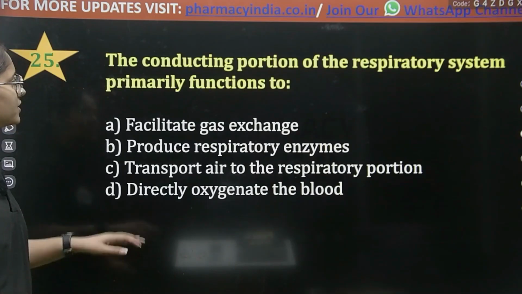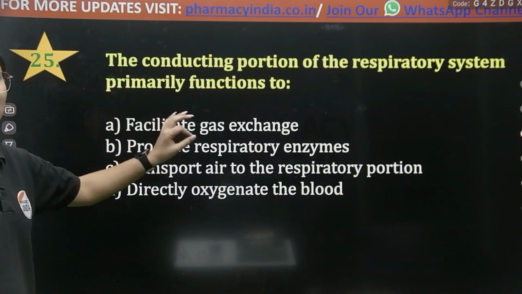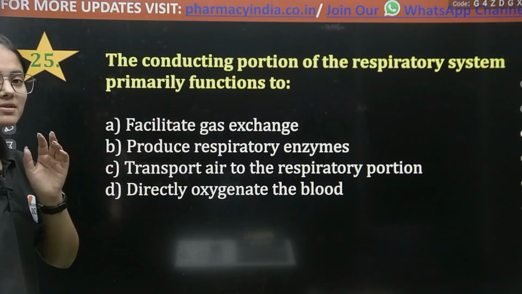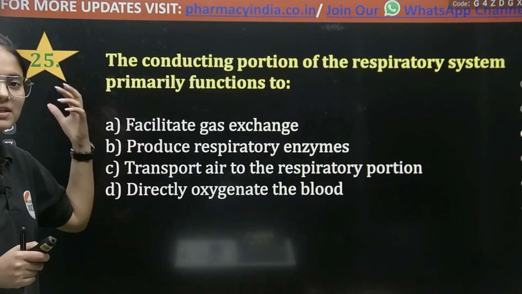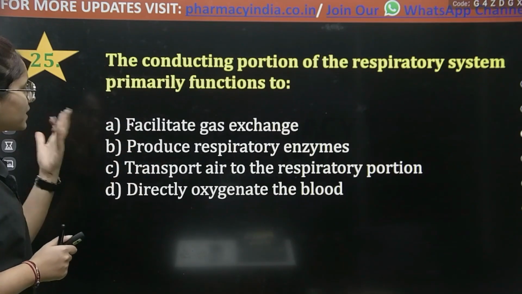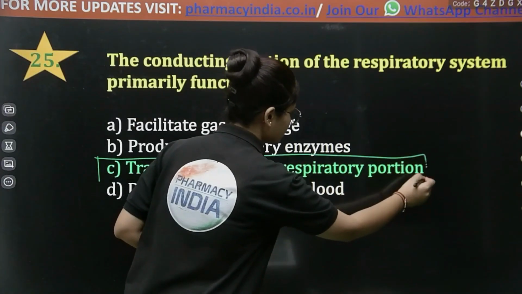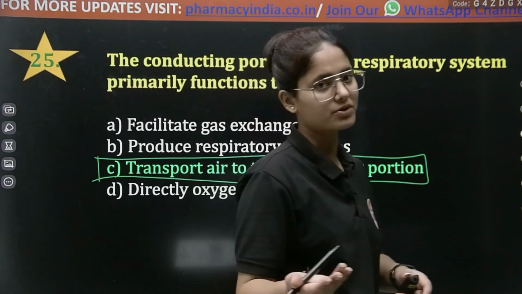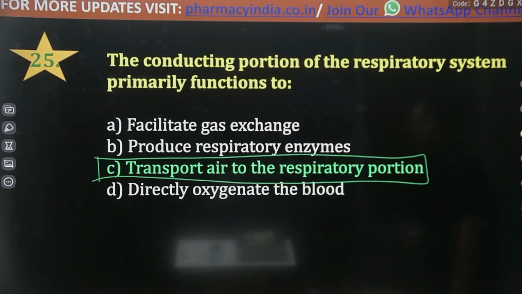And the last question: the conducting portion of the respiratory system primarily functions to... Basically, the respiratory system is divisible into two main parts. First is the conducting part, second is the exchange part. The conducting portion of the respiratory system functions to transport air to the respiratory portion or exchange portion. Clear? So option C should be correct. Transport air to the respiratory portion.